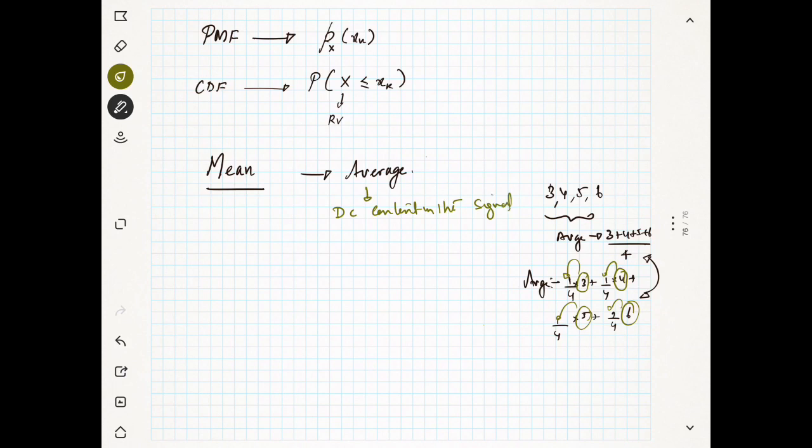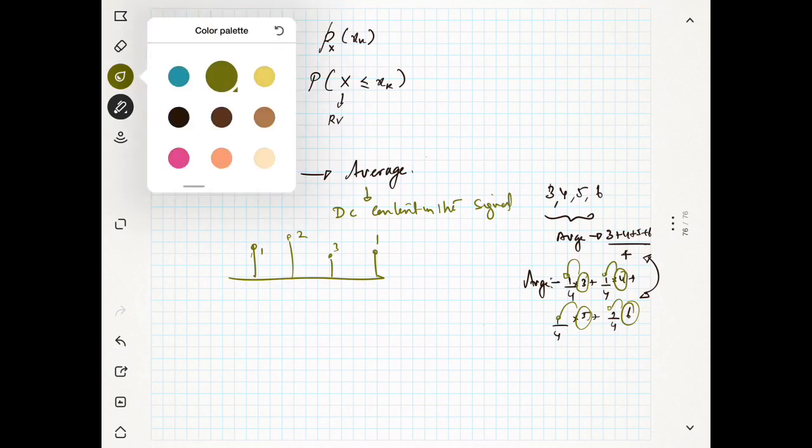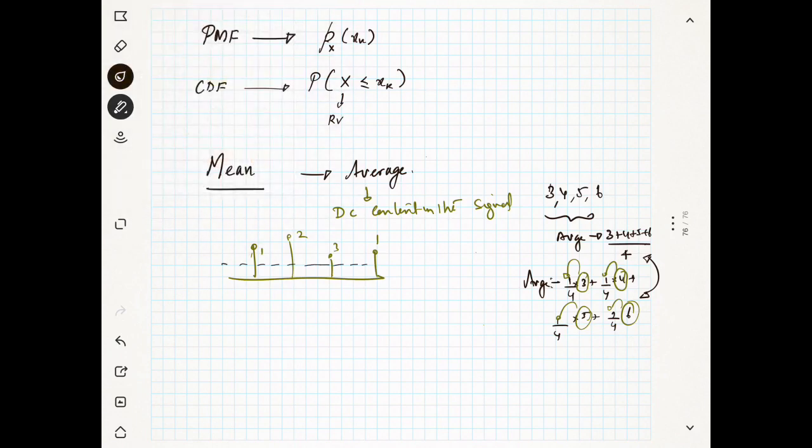The DC content in the signal also has another important significance. For example, you have a signal, let's say it has values 1, 2, 3, and let's say 1. Then what is the average of the signal? The average signal means it is here. This average is 1 plus 2 plus 3 plus 1 divided by 4. Let's say if you have one more sample, say 2, then you have to add 2 and divide by 5.